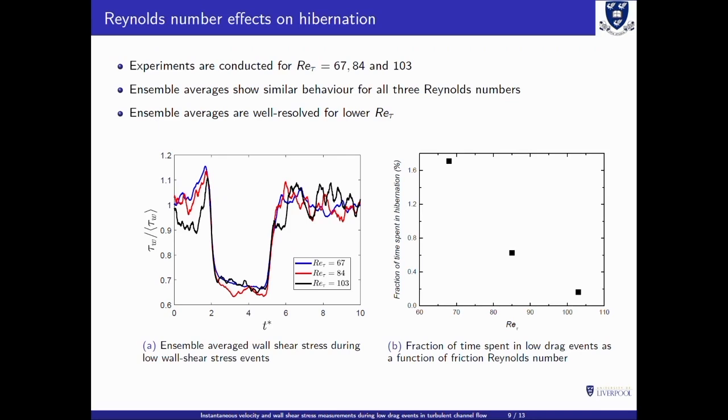But what we found different is the fraction of time which is spent in hibernation, or the low drag events. When the Reynolds number was 67, we could get almost 1.8% of time spent in hibernation, which decreased to 0.2% for R eta of 103.